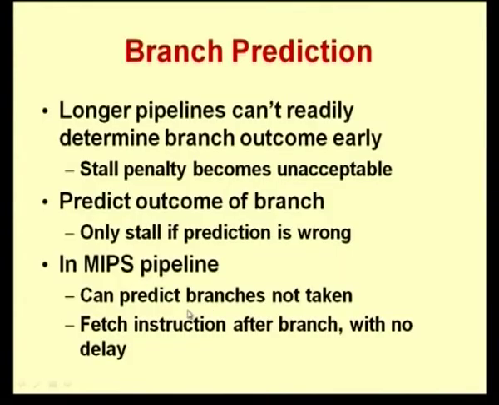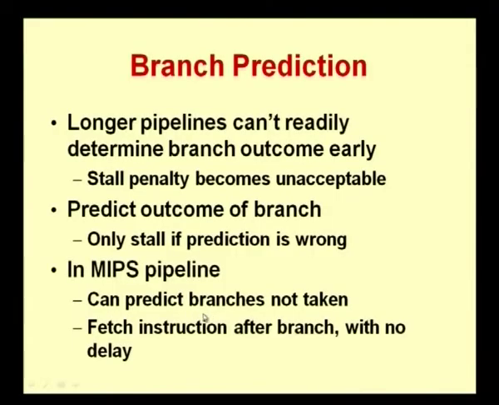There are some very sophisticated branch prediction techniques that are used. In the MIPS pipeline, you can predict branches not taken and fetch the instruction after the branch with no delay. This is easy to do in the MIPS pipeline. But of course, you have to remember that if your prediction goes wrong, then you will have a problem. So mispredictions will also have to be handled. Those are some complications that we have, but otherwise, with stalls, additional circuitry and some amount of branch prediction, control hazards can also be handled.